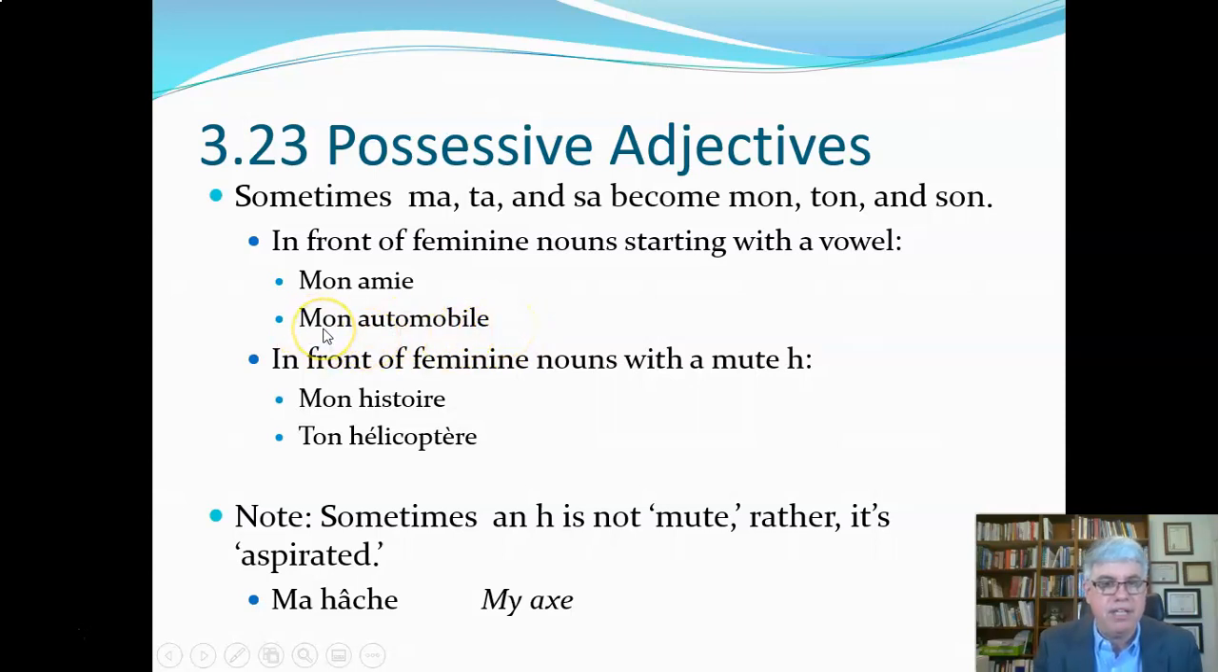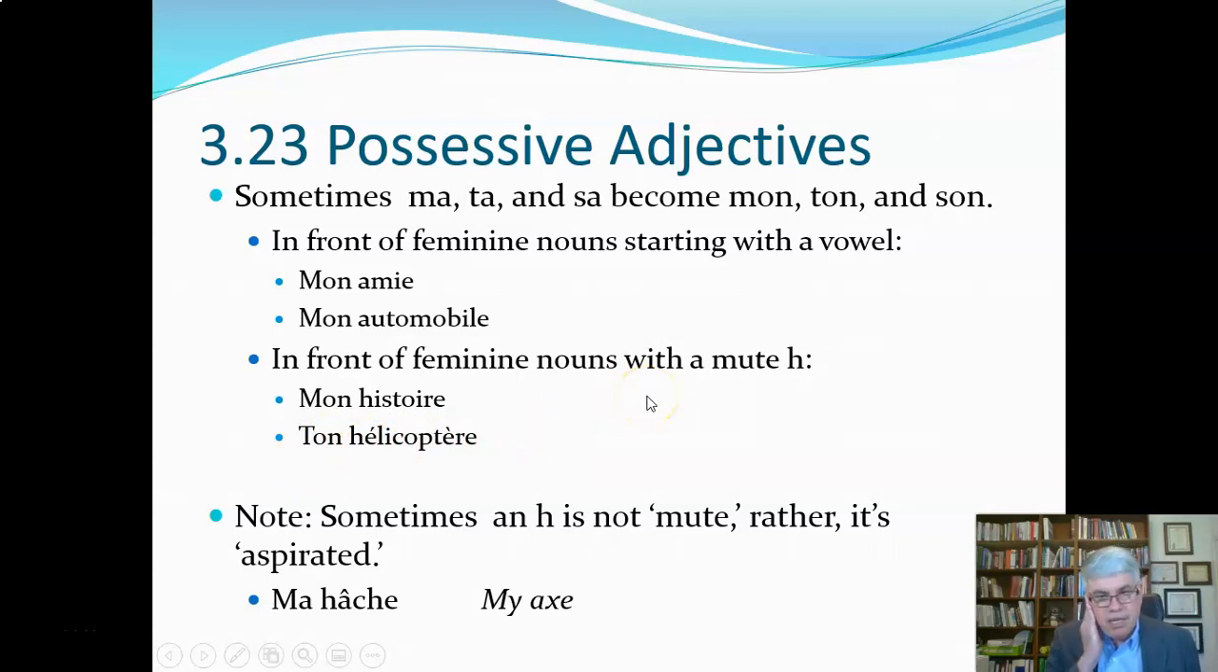So even though it's got the masculine form, it's still a feminine noun, because it just sounds better when we smooth it out. And the same thing happens in nouns with a mute H. Mon histoire, my story. Ton hélicoptère, that's your helicopter.